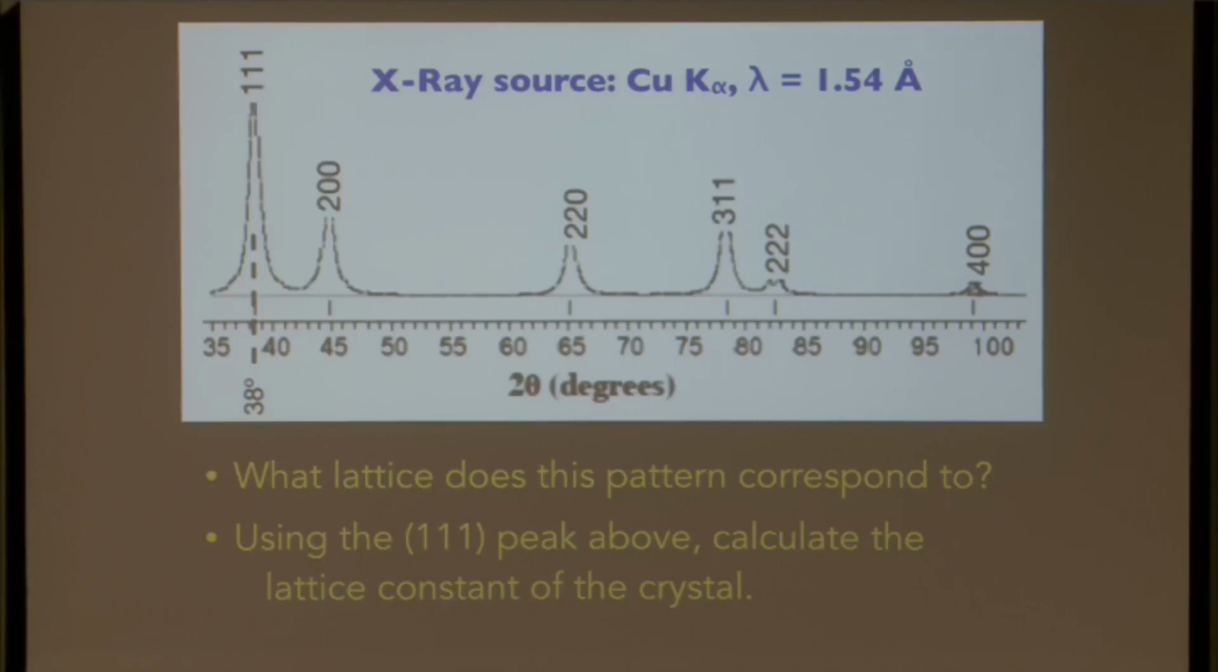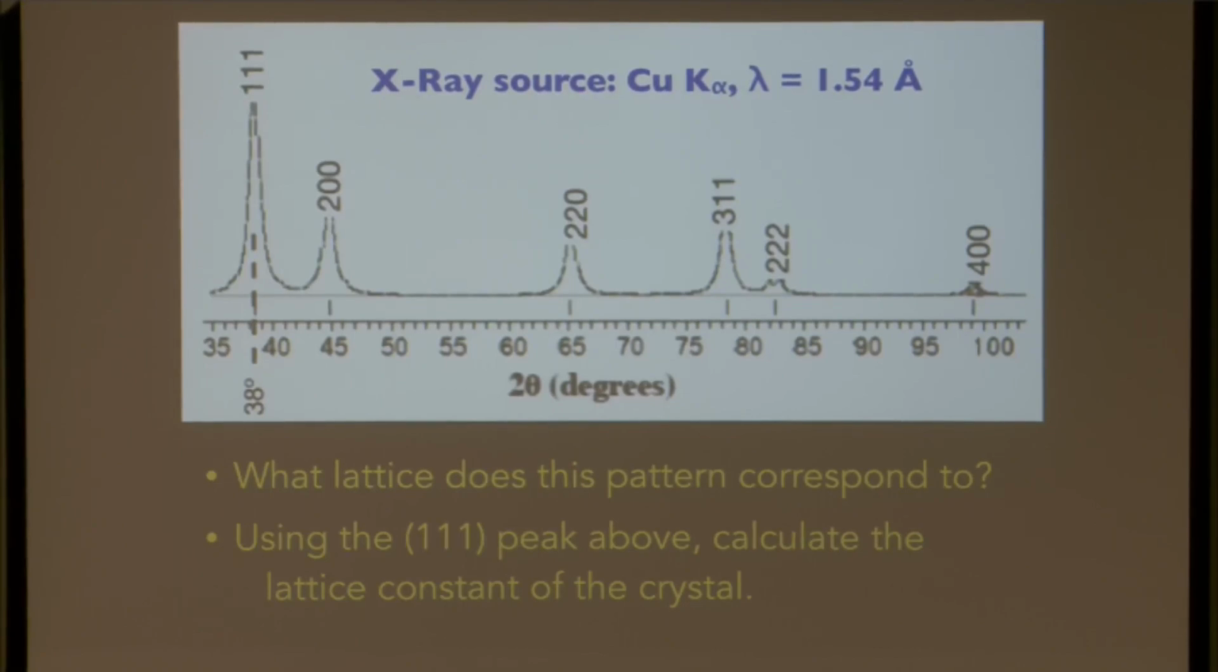So this is an X-ray diffraction spectrum, and I give it to you, and I don't even tell you what it is. Here's a pattern where I put something in there, and I measure these peaks, and I tell you the source. It's the K alpha line of copper, so that's the wavelength of the source. First thing is, what lattice, what symmetry does this correspond to?